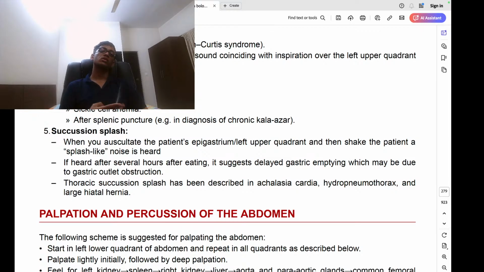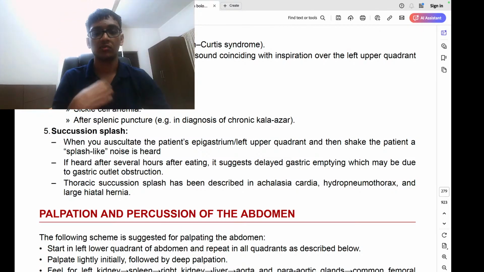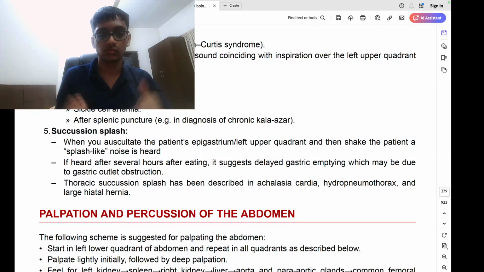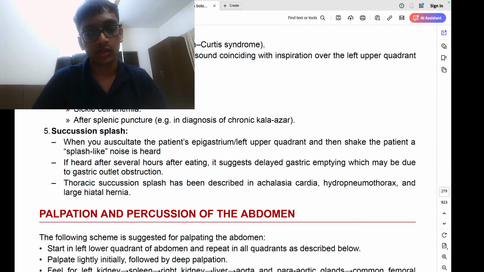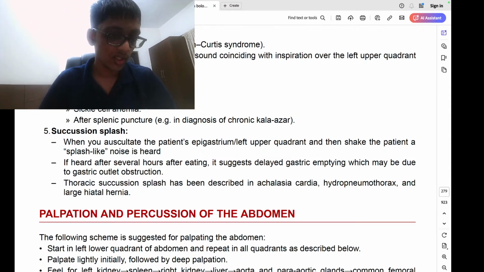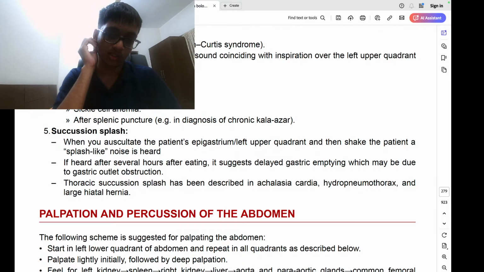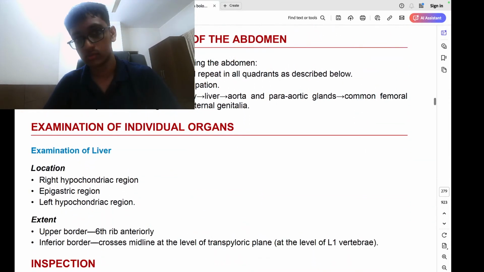When you auscultate the patient's epigastrium or upper left quadrant, then shake the patient. A splash-like noise is heard. Succussion splash: auscultate the epigastrium. If heard several hours after eating, it is suggestive of delayed gastric emptying, which may be due to gastric outlet obstruction. Thoracic succussion splash has been described in achalasia cardia, hydropneumothorax, and large hiatal hernia.